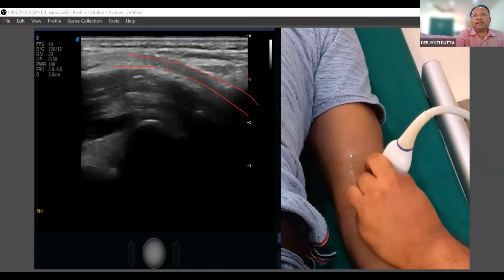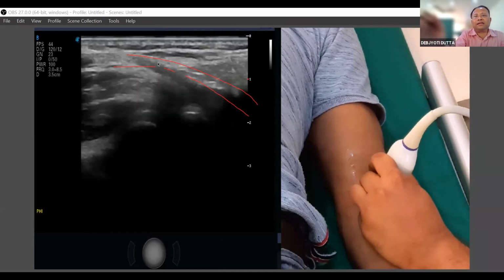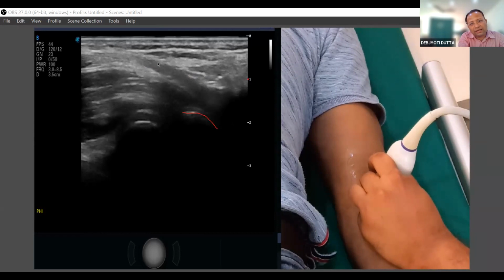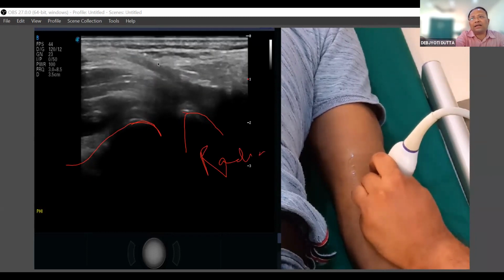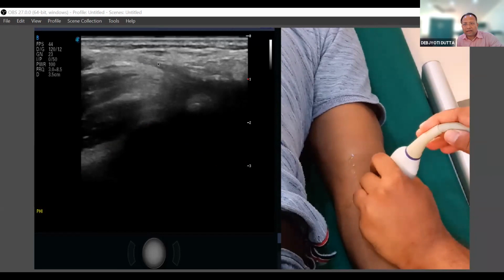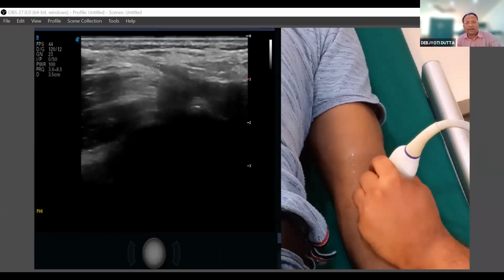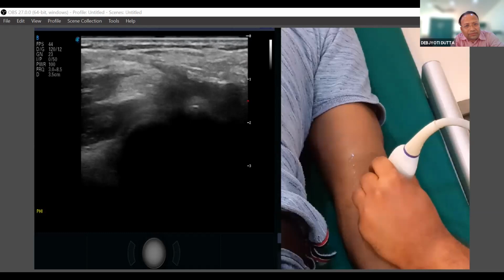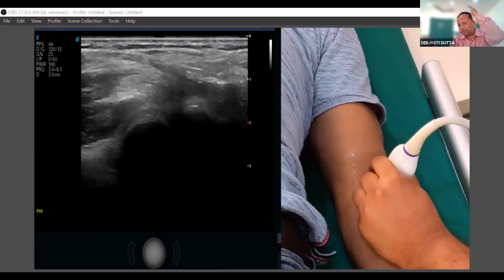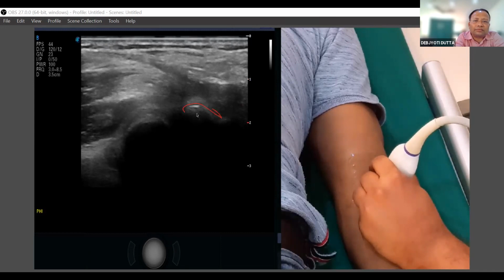Now if we go down, the muscle below is brachialis, above is biceps. Here you can see a little bit of anisotropy in the lower part. To reduce the anisotropy, I am doing a little bit of heel-toe maneuver so that it becomes a little clearer. And to see the deeper part, we need to increase the depth of the focus also. Then we will be able to see it attaching to the radial tuberosity. Now you can see the radial head. So this portion is the radial head.